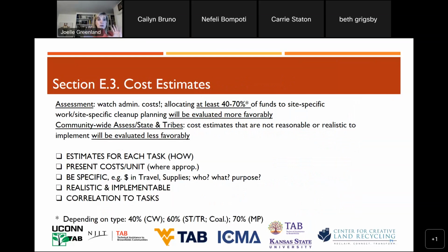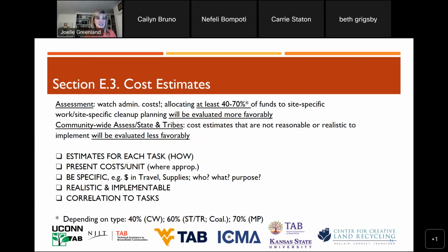Okay, so cost estimates. We get this a lot, right? Will we get lower points if we have personnel? The short answer to this is no one can really answer that question. If you need it, put it in. If you need that capacity, put it in.